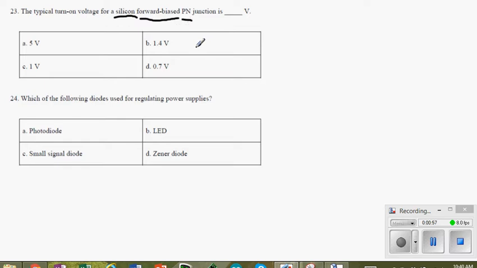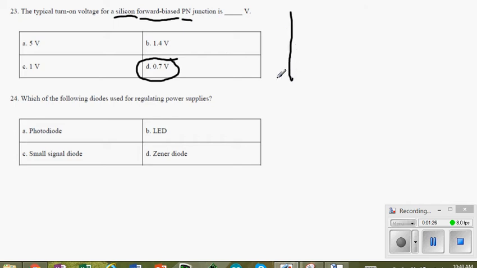P is one type of material, N is another type of material. P-type is when there's an excess of holes in the material, and N is when there's an excess of electrons in the material. This is what creates a PN junction. So, in order to get the current to flow through the PN junction, you have to apply an energy potential of 0.7 volts. This is the typical turn-on voltage.